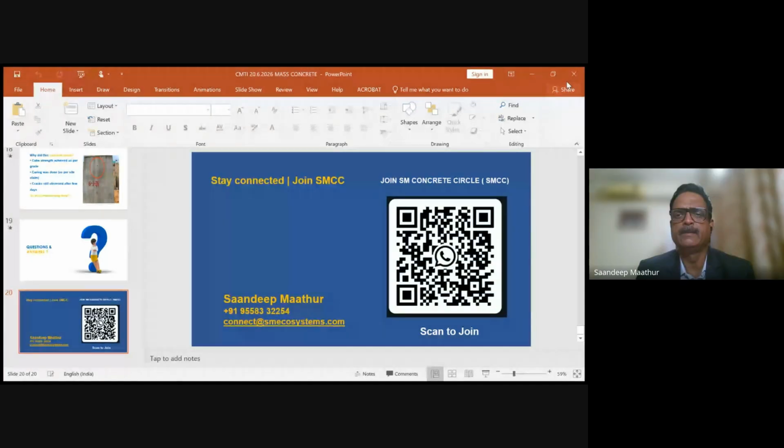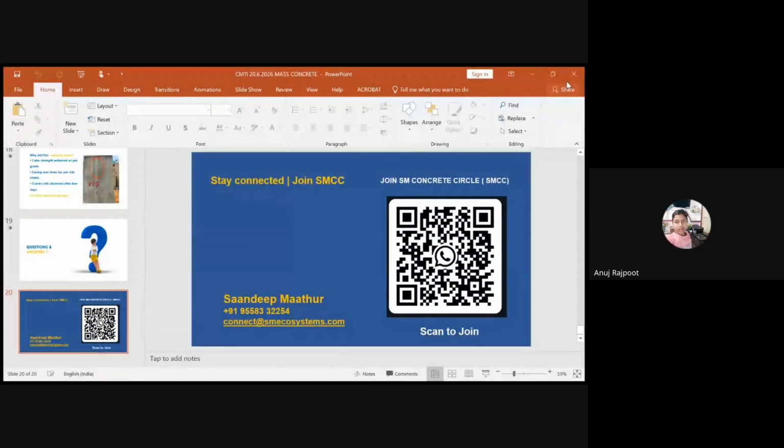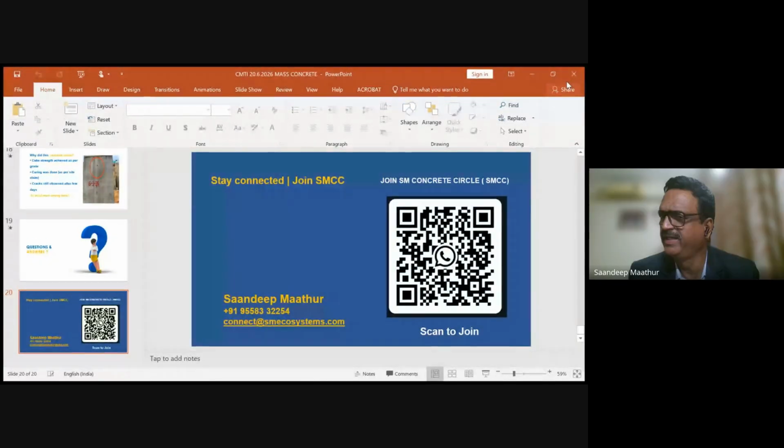Sir, what is the proper slump requirement for the raft? Again, this is a site decision. We don't have any theory here. What is the reinforcement congestion you have in the raft? What is the spacing of the reinforcements? Whether you need SCC, flow concrete or normal concrete will go.